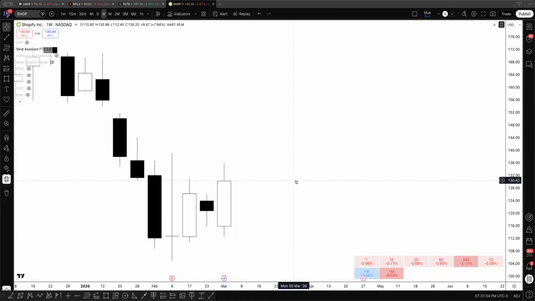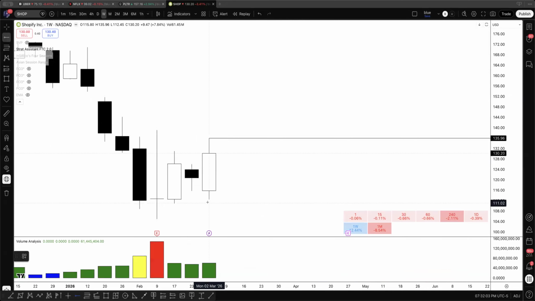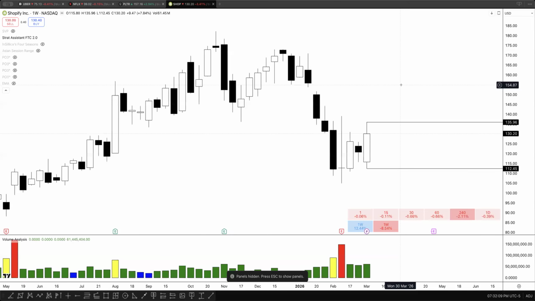So always mark out the weekly high. You don't always have to mark it out, but it's best to see, okay, here's the weekly high, here's the weekly low. Ask yourself, where's price at? Where are we trading on the weekly time frame? And then just look at the candlestick.